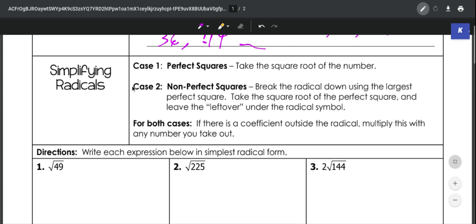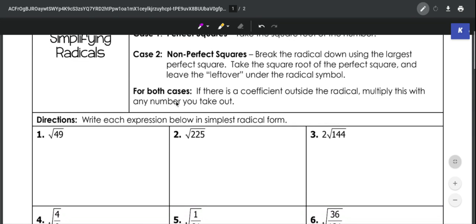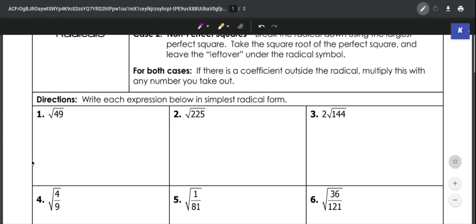When you do a problem like case 2, if you take out the perfect square, that comes to the outside of the radical, and whatever's left stays on the inside of the radical. And for both cases here, if you have a coefficient on the outside at the beginning, once you take the square root out of the radical sign, you just multiply those. So we'll go through a few examples.